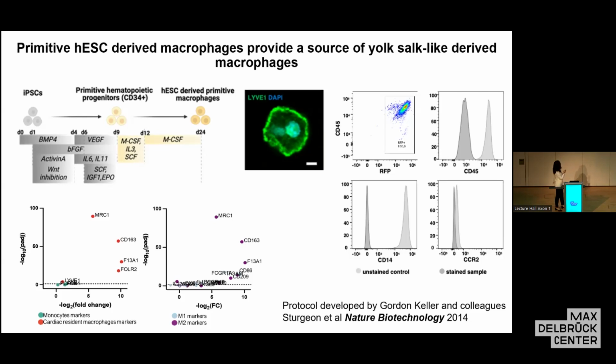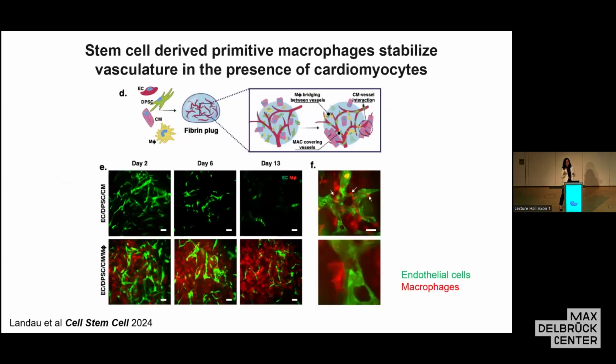They express those markers as well. And when Shira took these macrophages in co-culture with cardiomyocytes, endothelial cells, and stromal cells, now this is 4 cell types, she was able to very nicely stabilize the vasculature. You can see endothelial cells in green and macrophages in red, and they persist in this 4 culture.